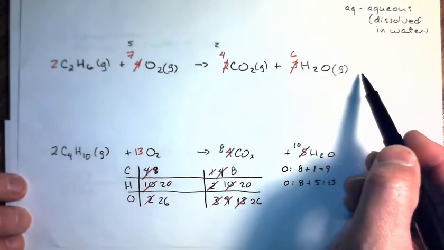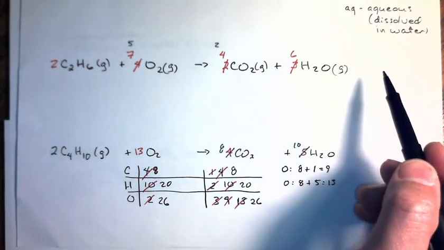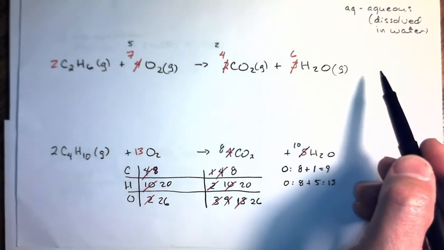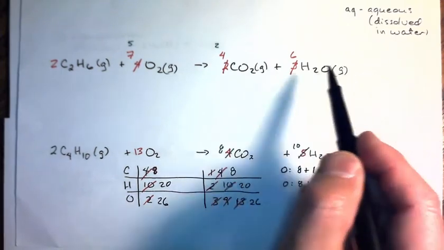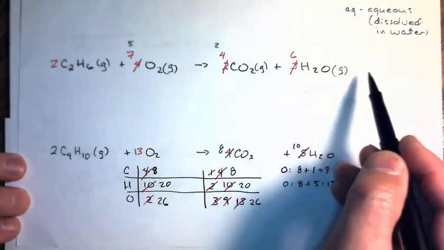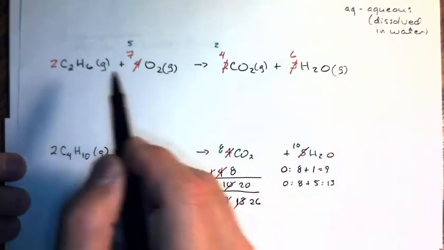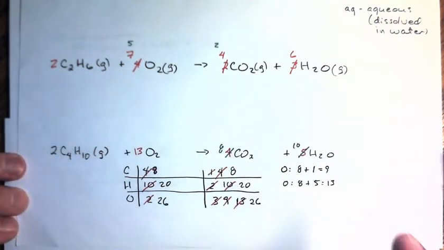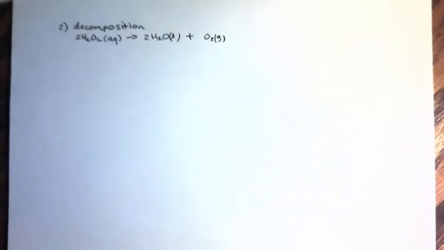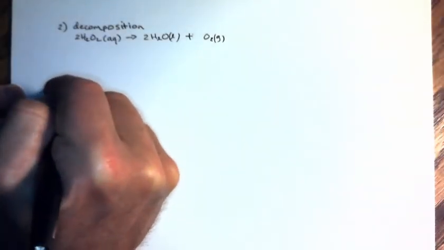We don't list the light and heat in combustion reactions until we get to the thermochemistry unit. But these do produce products of light and heat. Okay? But let's list these as examples under combustion over here. So number 3 would be combustion.